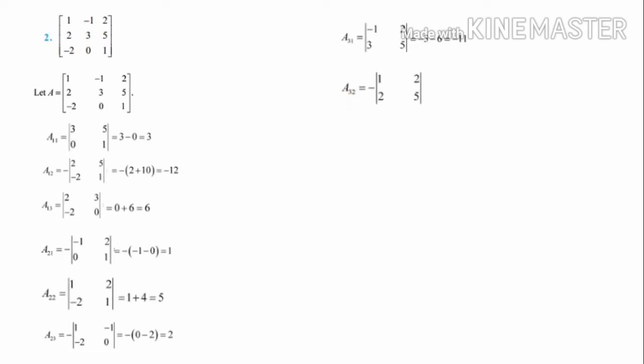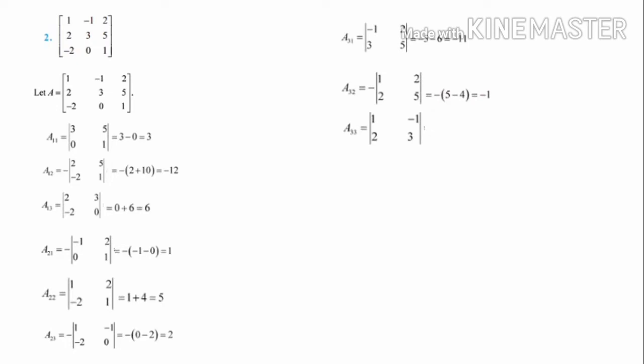Next, A32, that is 0 is the element. That particular row and column is gone. The balance elements are 1, 2, 2, 5. That is written here. The sign is negative because 3 plus 2 is 5, and 5 is an odd number. So calculation, that is minus of 1 into 5, 5, 2 into 2, 4. So 5 minus 4, that is 1. Outside there is a minus sign, so minus 1.